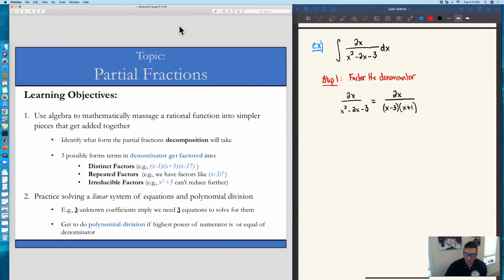The thing we also do in this step is start noticing things like, oh, in this case, we have distinct factors in the denominator. Because we don't see any x minus 3s to the second power, we just have x minus 3 to the first and x plus 1 to the first.